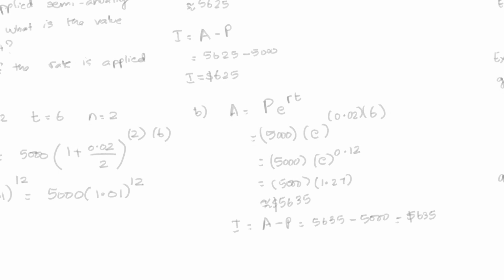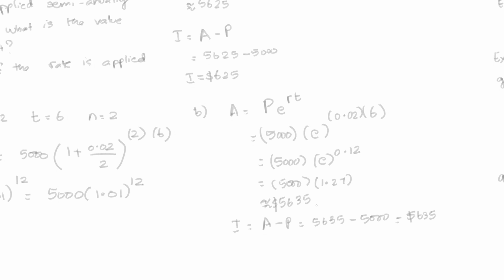Part B, if you want to apply the rate continuously, the formula changes to P e raised to rt. Now, again, I'm plugging in the values of 5,000, r is 0.02 and t is 6. And when I plug in and solve, I end up getting an answer of 5,635. And again, this is the total amount, which includes the principal. If you want the interest alone, you subtract the principal of 5,000 from it, so the interest turns out to be 635.